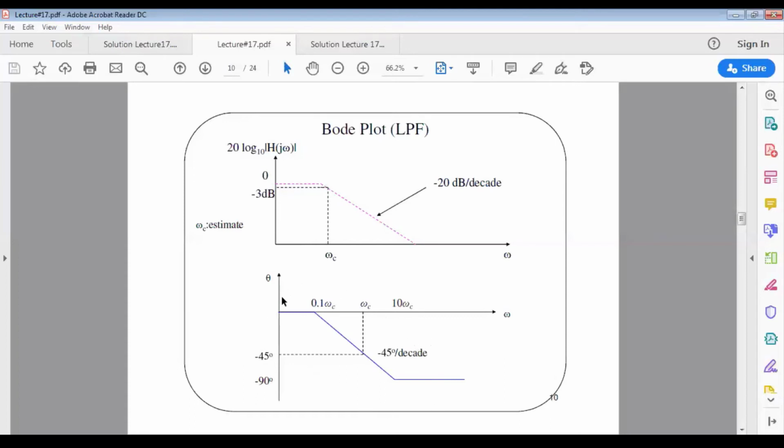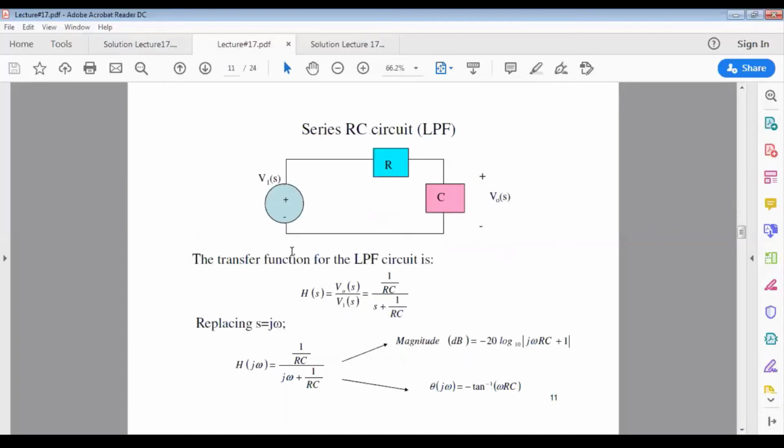Okay, so this is the common phase plot for a low pass filter. Okay, I don't want to proceed with this because by now you have understood how to plot the block diagram if you are given the transfer function equation. Okay, we proceed with the second type of the low pass filter, which is the RC circuit.